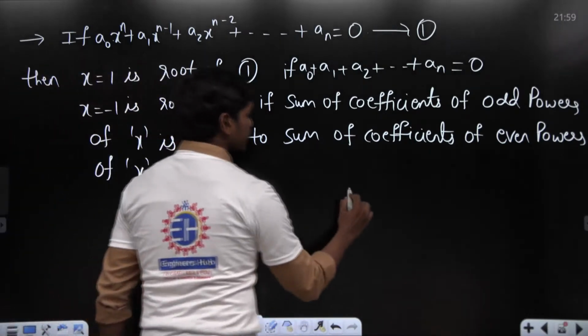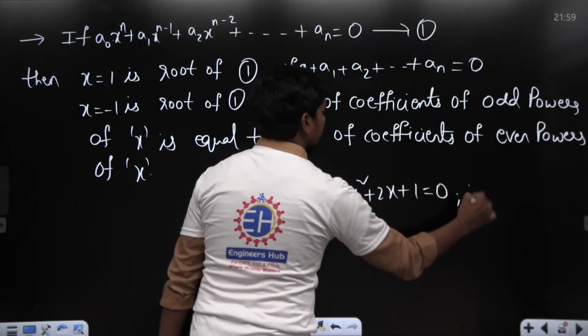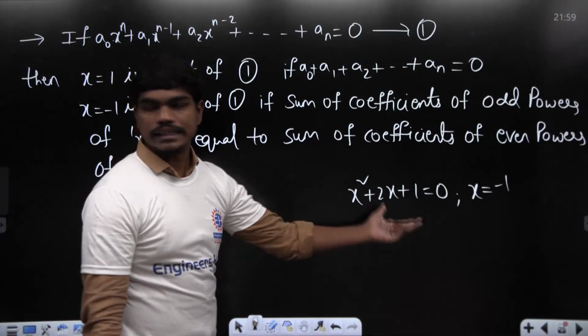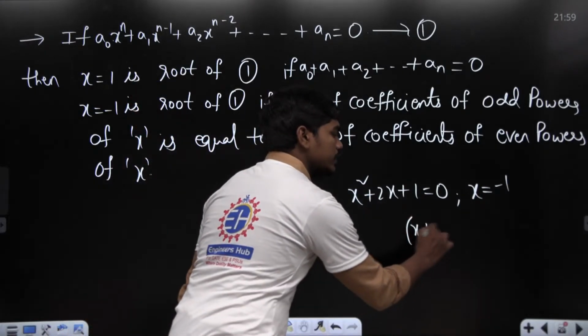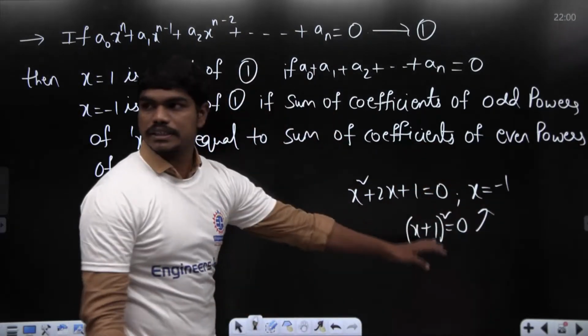So for example, if you see x square plus 2x plus 1 is equal to 0, you know definitely x is equal to -1 is one root of this. Correct? Of course, by common intuition we can write this equation as x plus 1 whole square is equal to 0, which means x should be equal to -1. Correct? Because x plus 1 is equal to 0.